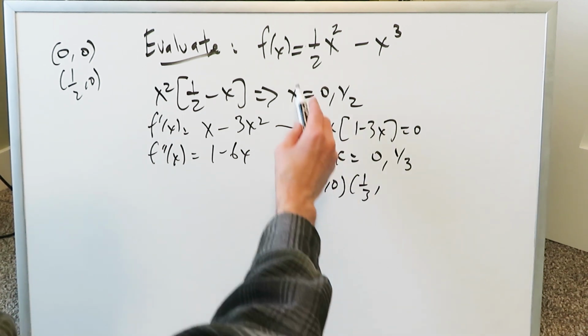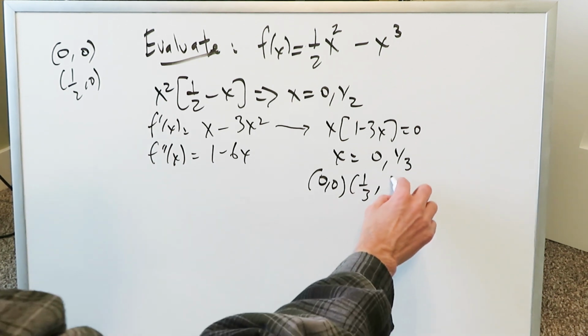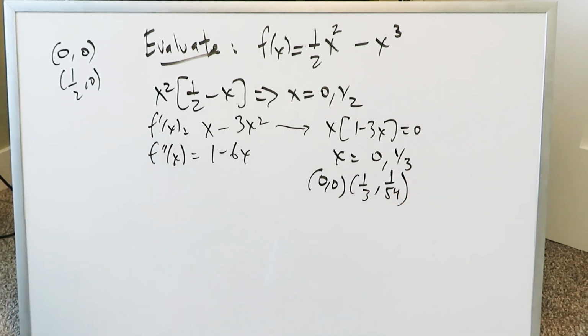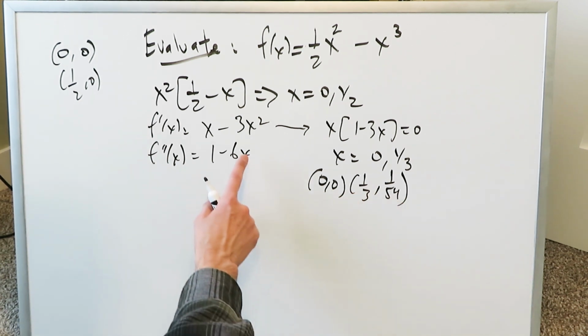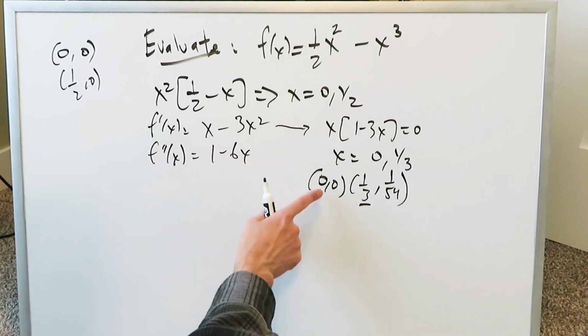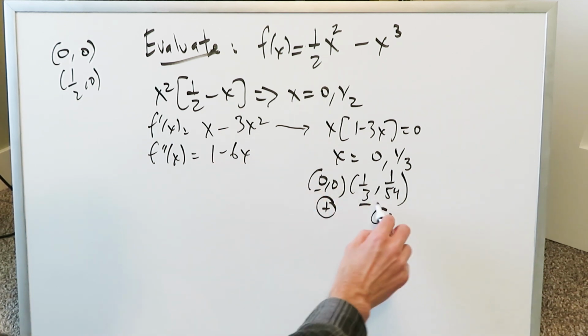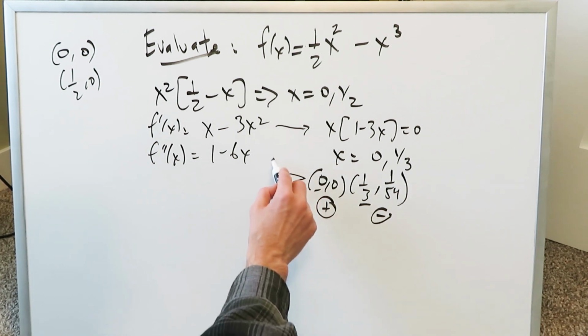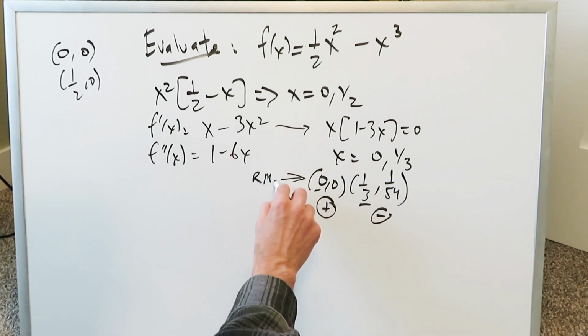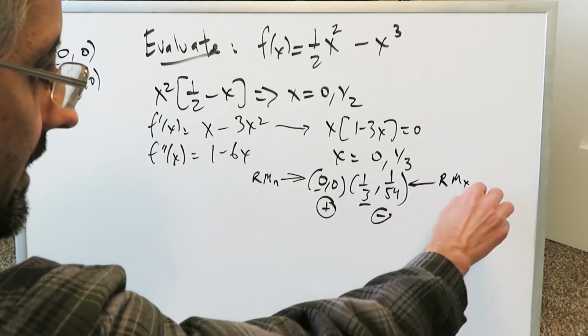When you put 1 over 3 over here, you get a bit of a convoluted number, but I worked it out on the side for you and I did it here in a fractional form so it looks good, and it's a 1 over 54. Now, I look at the second order derivative to help me decipher the nature of these critical points. When I put 0, I get a positive outcome. When I put the 1 over 3, I get a negative outcome. That tells me this 0 comma 0 is a relative minimum, and I'm just going to write that as RMN, relative minimum, and this here with a negative outcome is telling me it's a relative maximum, RMX.